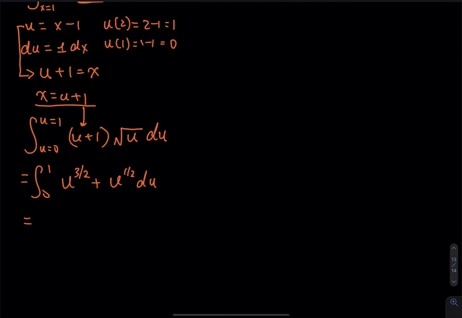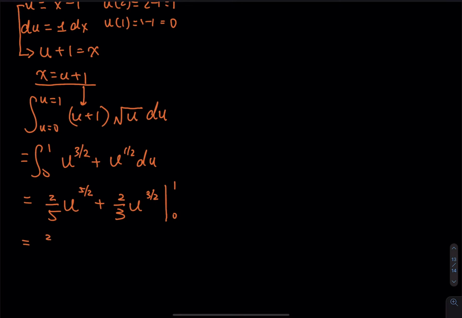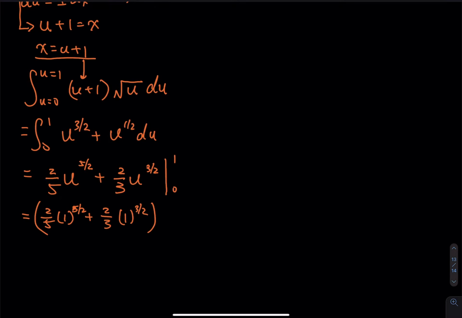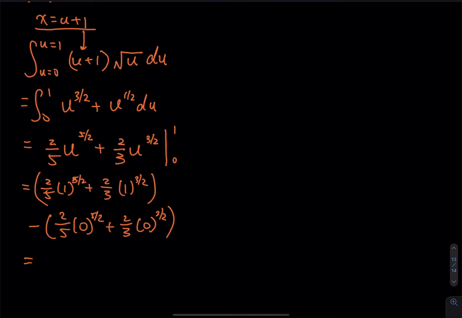Okay, and then simple power rule: plus 1, 5 over 2, reciprocal 2 over 5. Half plus 1, 3 over 2, reciprocal 2 over 3, such that u goes from 0 to 1. Plug in the 1: 2 over 5 times 1 to the 5 over 2, plus 2 over 3 times 1 to the 3/2, easy numbers. Once you plug in the 0, everything becomes 0, minus 2 over 5 times 0 to the 5 over 2, plus 2 over 3 times 0 to the 3 over 2. Although the entire thing is 0, I will write it anyway. So the result is 2 over 5 plus 2 over 3.